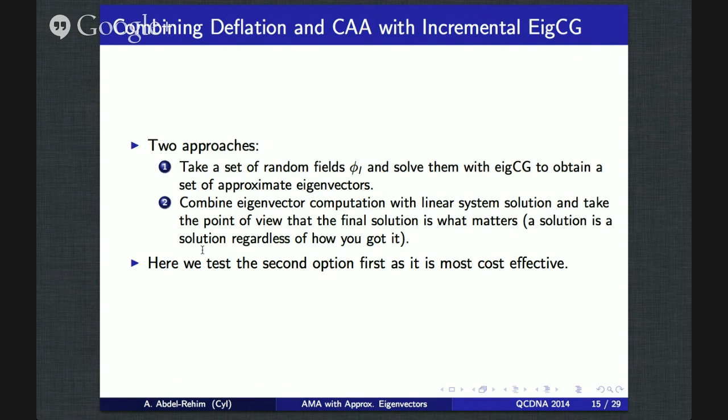That's one approach. The other approach, which I personally think is better, and I think it's also correct, is that we can do a simultaneous calculation of these eigenvectors with the solution of the sources that we are using, and at the end, the solution that we get is a solution.